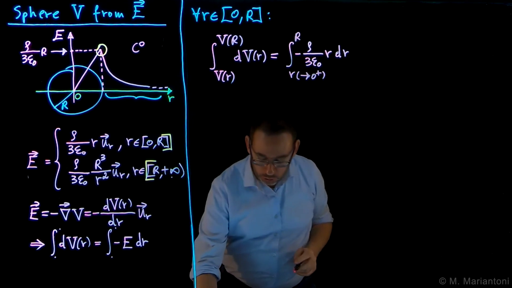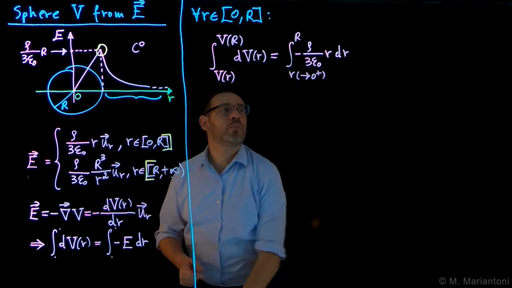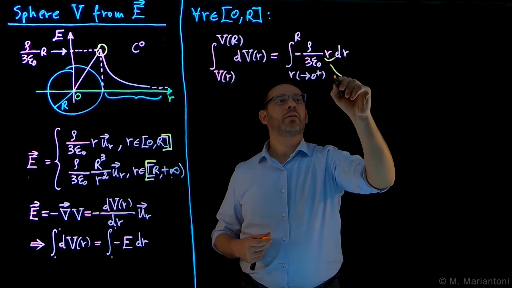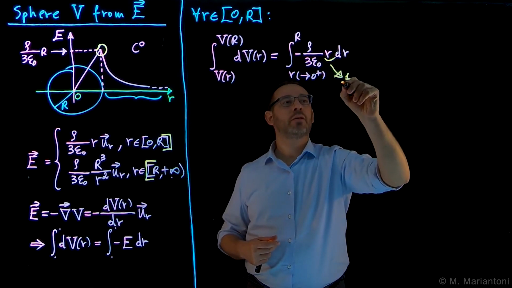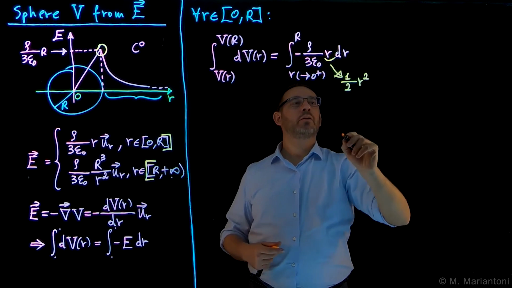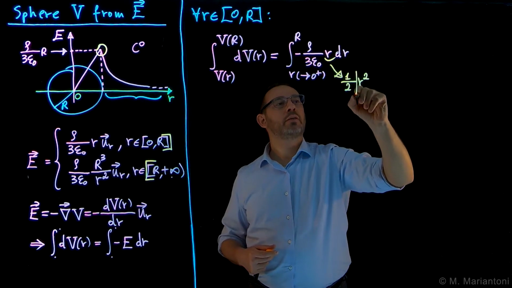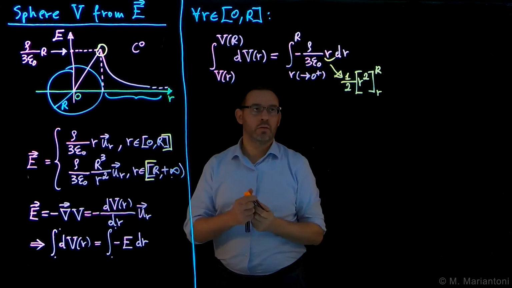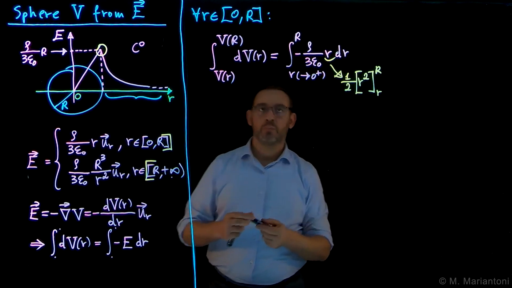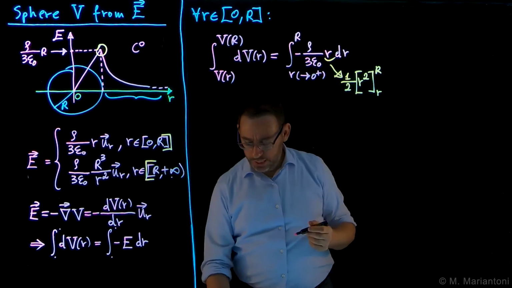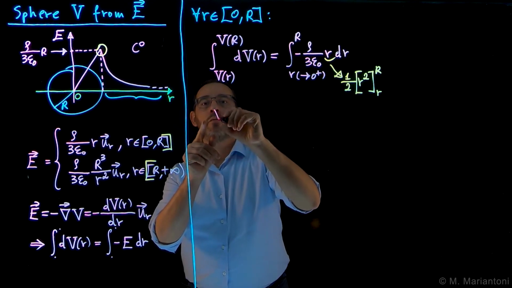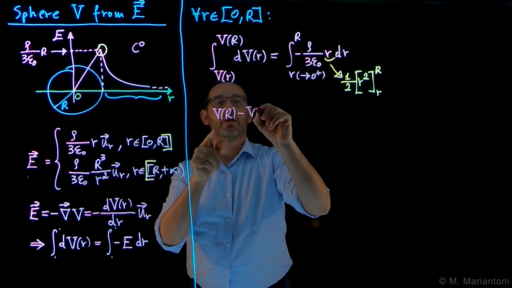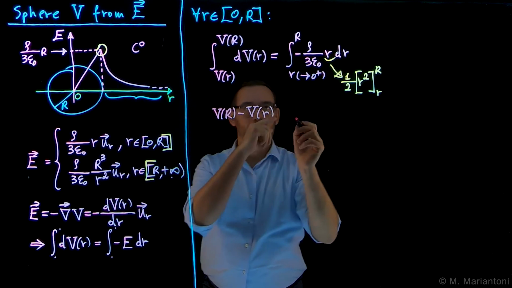Okay, so this is the integral we want to compute. Now, if we look at this quantity here, r, we know that the integral of this quantity is going to be 1/2 r squared, which has to be computed between small r and capital R. All right, let's remember this minus sign. So here we obtain, in this case, V of capital R minus, so there is another minus sign to remember, V of small r, this is the quantity we want to find.